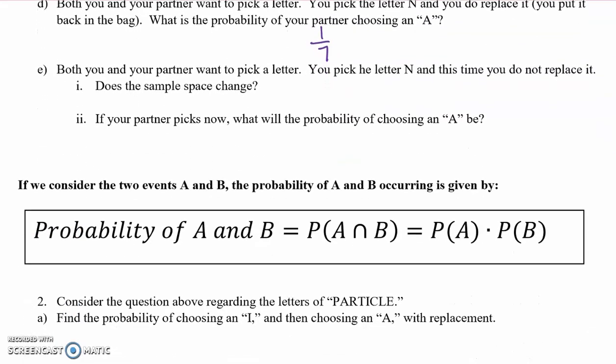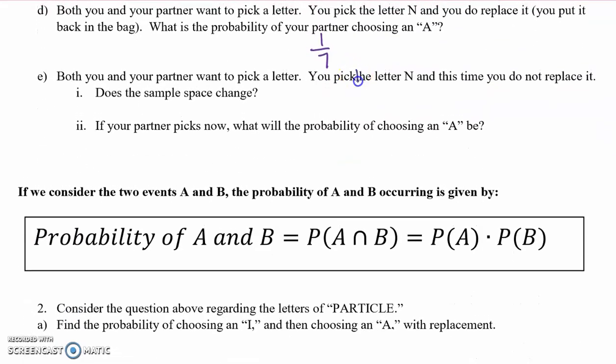You and your partner want to pick a letter. You pick the letter N, and this time you don't replace it. That means you hang on to it. The sample space does change because the N is gone, and now there's only 6 letters to choose from. The probability of choosing an A is 1 out of 6.